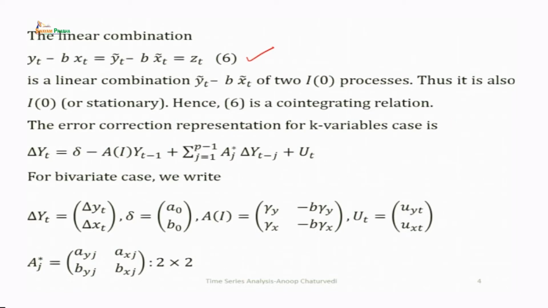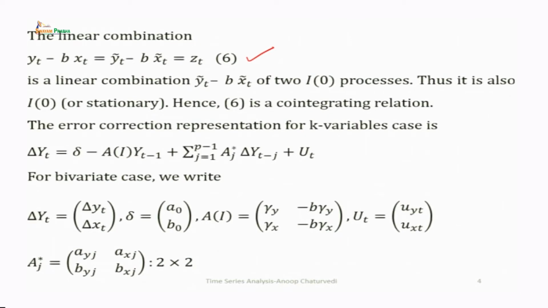Now, for the k variable case, the error correction representation is delta y t is equal to small delta minus A I y t minus 1 plus summation j equal to 1 to p minus 1 A j star delta y t minus j plus u t. We actually derived this error correction representation in the last lecture.